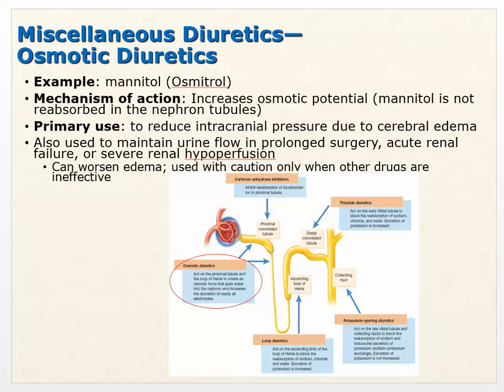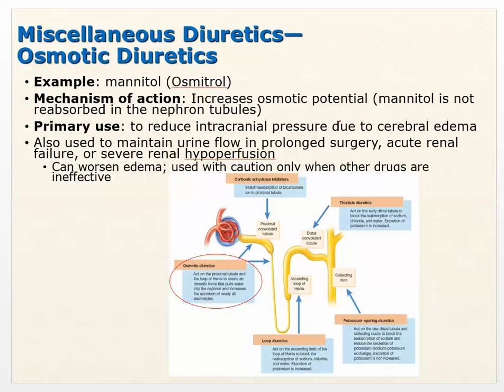Osmotic diuretics just means you put something in the blood that can't be reabsorbed. So it goes into the nephron, and since it's too large usually to be reabsorbed, it is going to pull more water with it. That's just the way osmosis works. So we just call it an osmotic diuretic. It's just something that increases that osmotic pressure, but just by being a particle that can't be reabsorbed. Okay, so it increases osmotic potential.